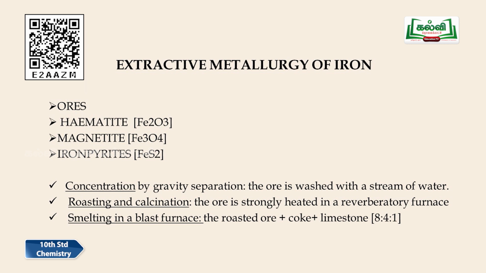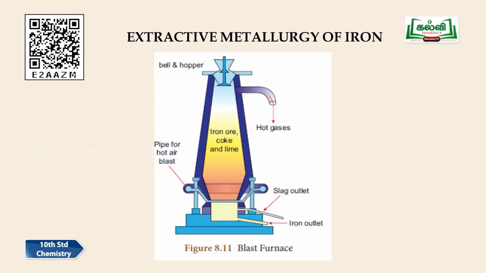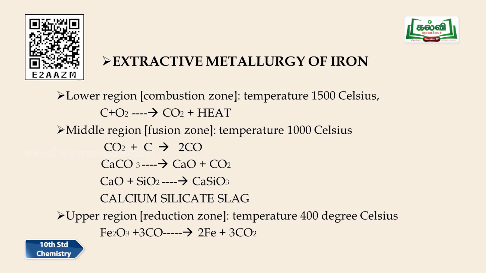See here, this roasted ore and coke and limestone in the ratio 8:4:1 is introduced into the blast furnace. A fine structure is there, a cup and cone arrangement at the top. Through that, this mixture of ore, coke and limestone is introduced through the cup and cone arrangement. In this blast furnace there are three zones. The lowest is the combustion zone, the middle is the fusion zone, and the upper portion is the reduction zone, right.